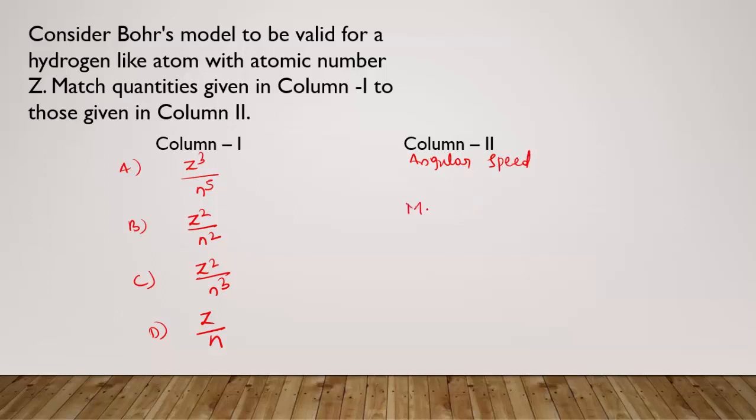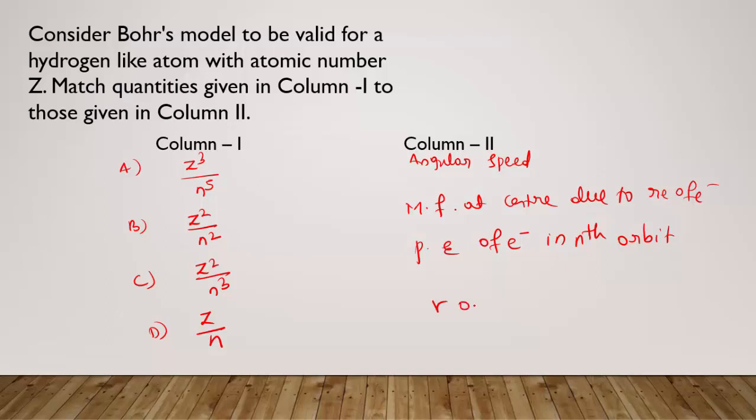P, magnetic field at center due to revolution of electron. And C, potential energy of electron in nth orbit. D, frequency of revolution of electron. This is the given table. Now we are going to match column 1 to column 2.